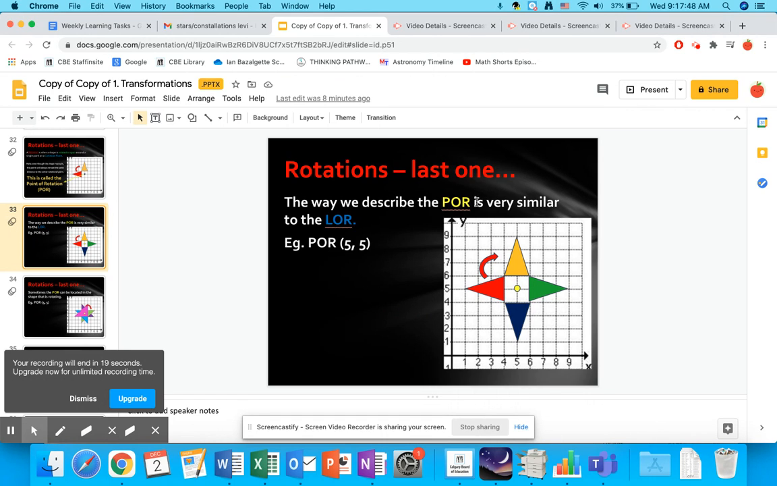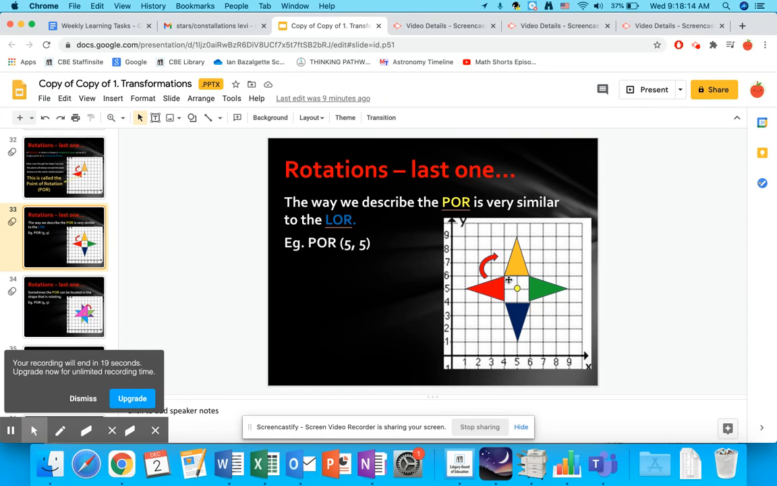So here you go again. Just like how we had the line of reflection when it comes to reflections, now we have a point of rotation, which is the dot in which we spin something around. So for this example here, it'll actually tell you where the point of rotation is. So at 5, 5, right there is a point where you're going to spin things around.